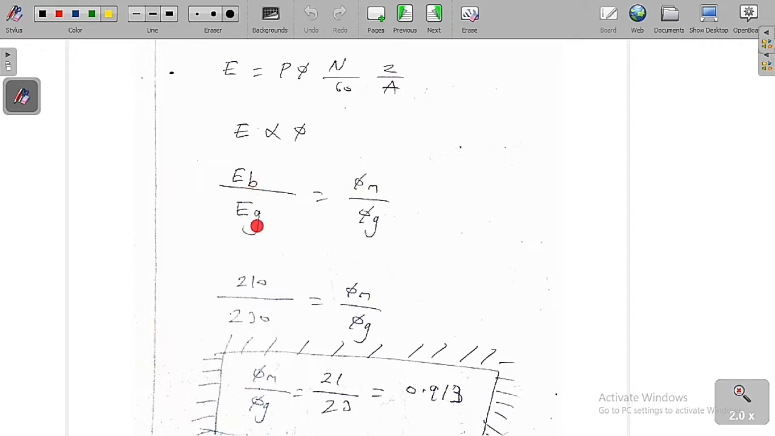Eg is the EMF generated in the generating mode. Here Φm is the flux in the motoring mode and Φg is the flux in the generating mode. So Eb by Eg is equal to Φm by Φg. We know the value of Eb is 210 and Eg is 230. If you solve this ratio, Φm by Φg is equal to 0.913. So this is the correct solution of this question.